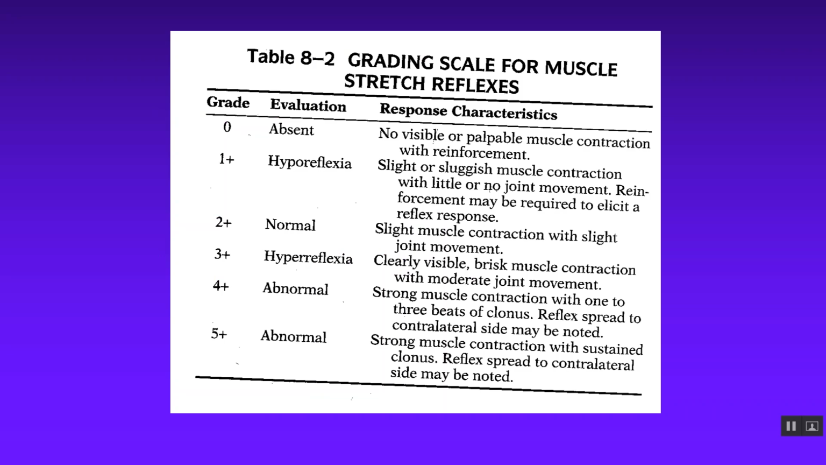Then we have a grading scale for deep tendon reflexes. It's a 0 to 5 scale, but they all have a plus attached to the end. There's not just a 1 or a 2; they're all 1 plus, 2 plus, and that gives them a little distinction from some of the other grading scales, I think is why they did that. So a 0 is absent. You have no muscle contraction, even with reinforcement. Did I talk about the Jendrassik maneuver, where you have them do a little isometric contraction of the upper or lower body?